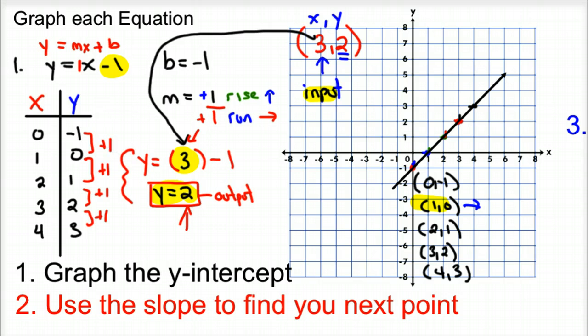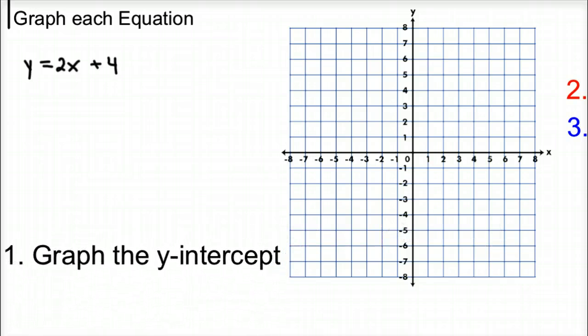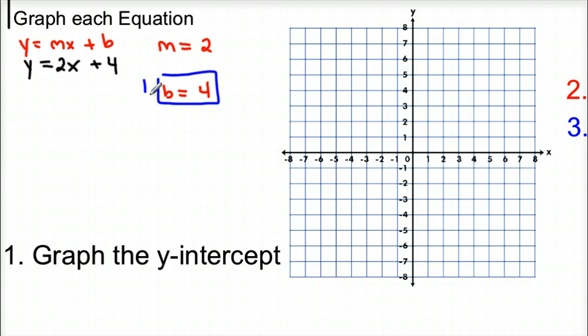Let's take a look at the next example. y equals 2x plus 4. Okay, so again, let's follow these quick, easy steps. Let's graph our y-intercept. So now, again, I'm going to write y equals mx plus b. And this is completely optional, but I would definitely do this in the beginning. So m equals 2, and we got b equals 4. So my y-intercept here, we're going to go with this one first. My y-intercept is 4. So on the y-axis, this is the coordinate (0, 4).